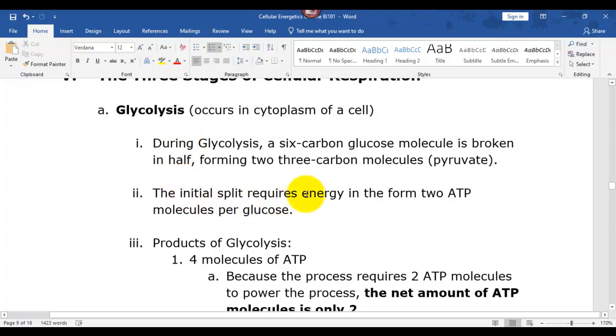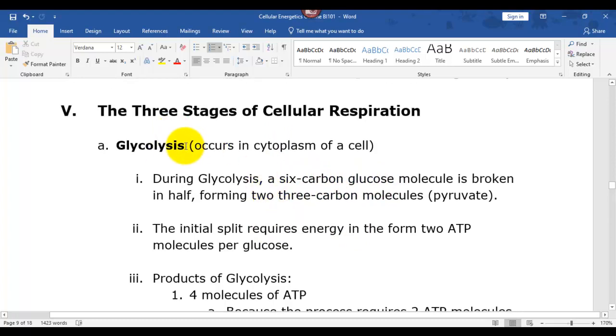Now, you don't have to know this, so I didn't put it in your outline, but glucose is C6H12O6. It's a 6-carbon glucose. During glycolysis, you take glucose and you split it into 2 3-carbon molecules, which is called pyruvate, or pyruvic acid.